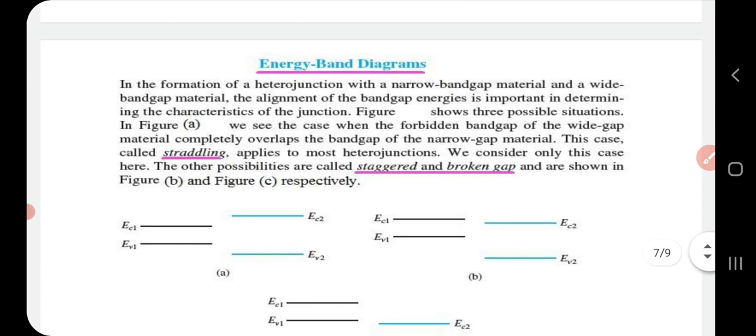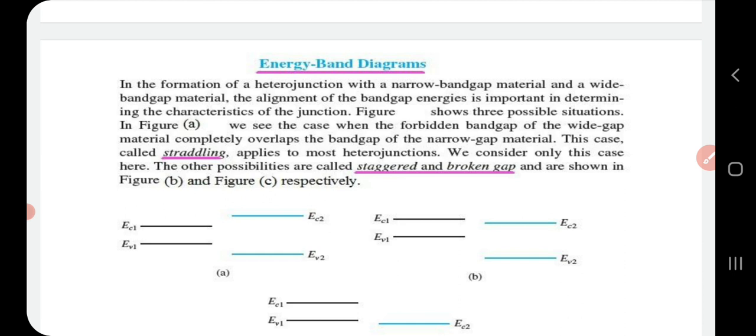Now these are the energy band diagrams. In the formation of a heterojunction with a narrow band gap material and a wide band gap material, the alignment of band gap energy is important in determining the characteristic of the junction. Now in figure A, you can see the case when the forbidden band gap of the wide band gap material overlaps with the band gap of the narrow band gap material. That type of overlapping is called straddling. Okay, and that is applicable to heterojunctions.